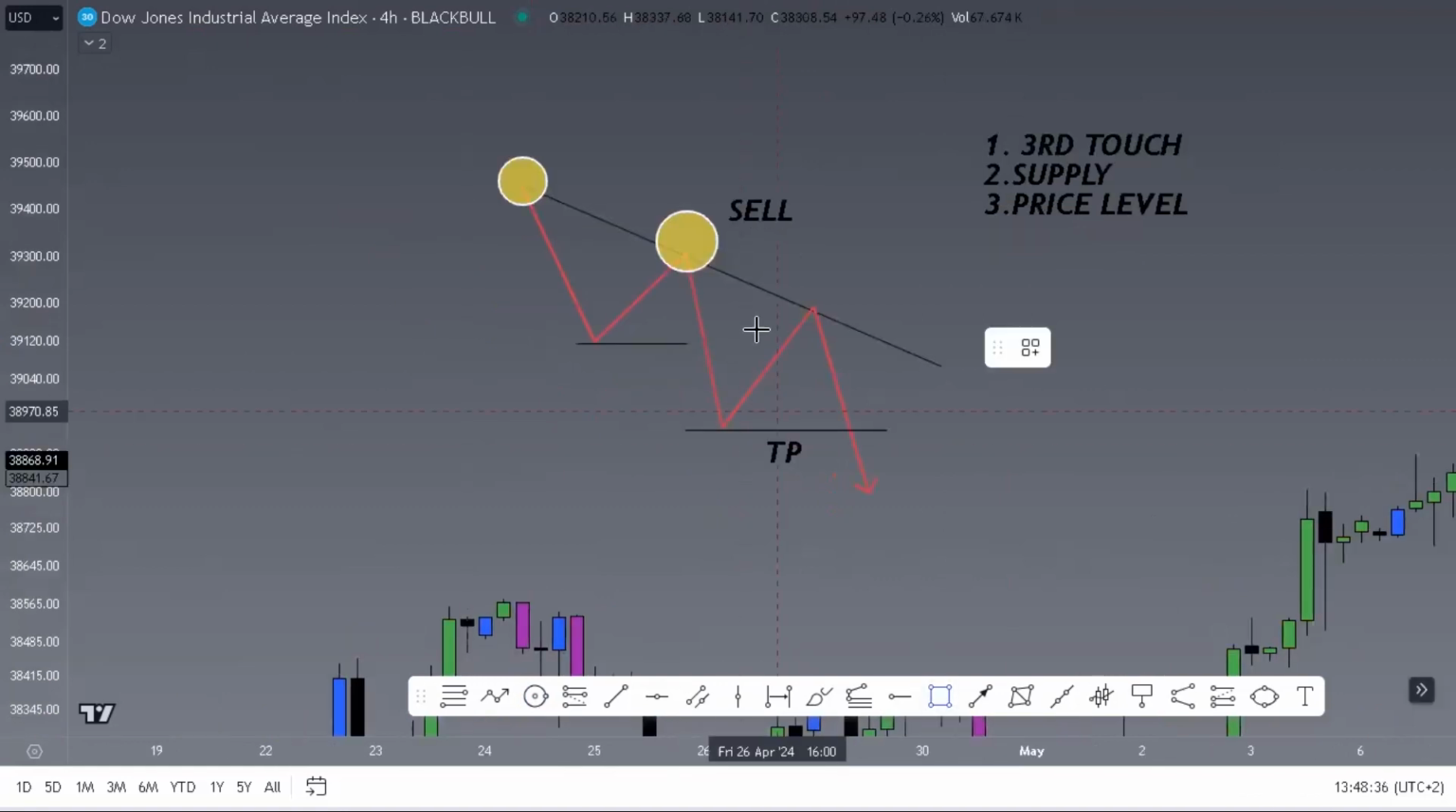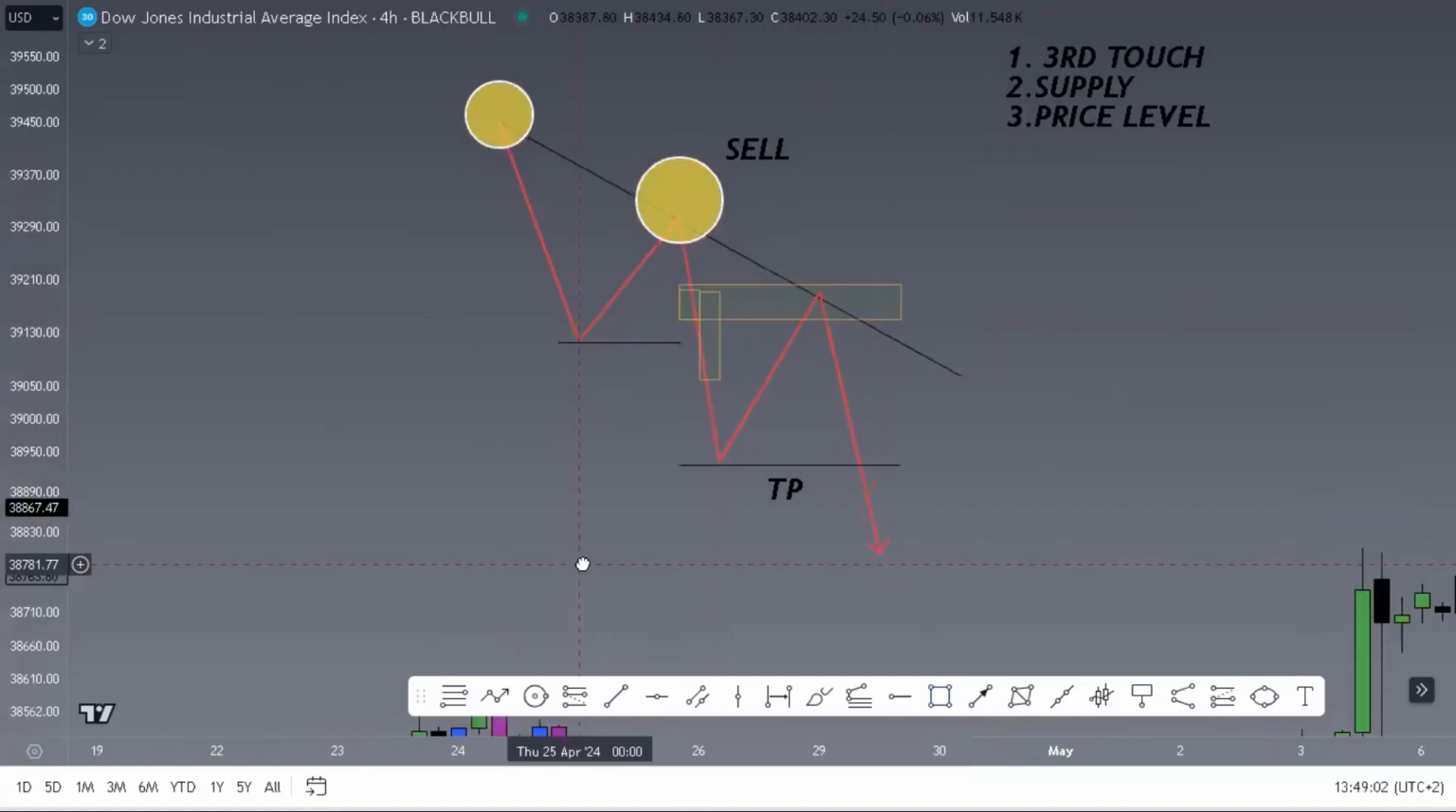So first is the third touch. Of course, you can see the third touch. And then secondly is the supply. How is the supply? We're going to have to look for a bearish engulfing candle here, aka bearish order block, or supply zone. So this is how we're going to mark it. Let me zoom. This is how we're going to mark the supply zone.